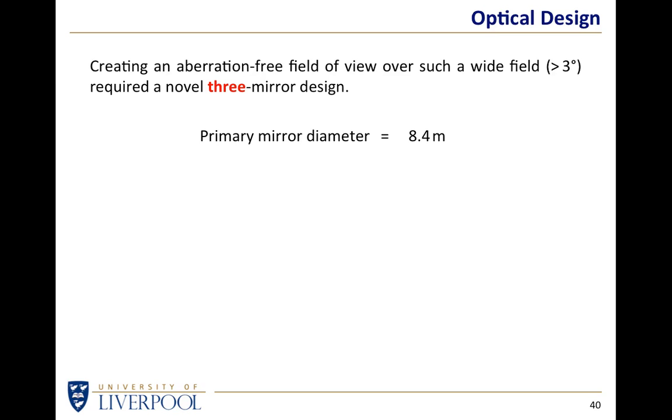The primary mirror is 8.4 meters. You know that telescopes larger than that on Earth can exist, but they are made of segments. This is basically one of the largest single mirror designs that can be made. The effective focal length is not so different. It's about 10 meters. And remember the F number, the focal length divided by the diameter. The focal ratio is about F1.